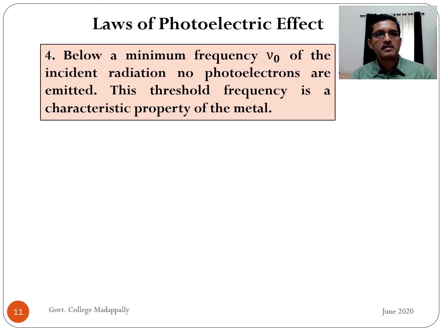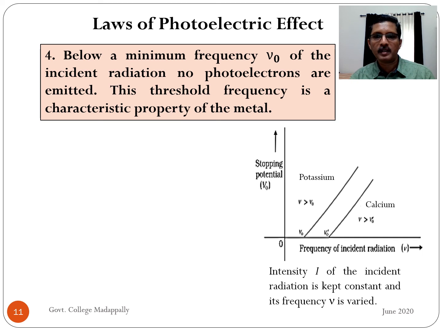The fourth law is, below a minimum frequency nu0 of the incident radiation, no photoelectrons are emitted. This threshold frequency is a characteristic property of the metal. Let us again see this graphically. In this graph, the frequency of incident radiation is plotted along the x-axis and stopping potential is plotted along the y-axis. The data for this graph can be obtained from the previous graph.